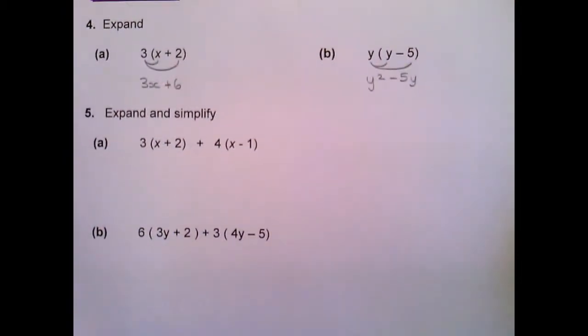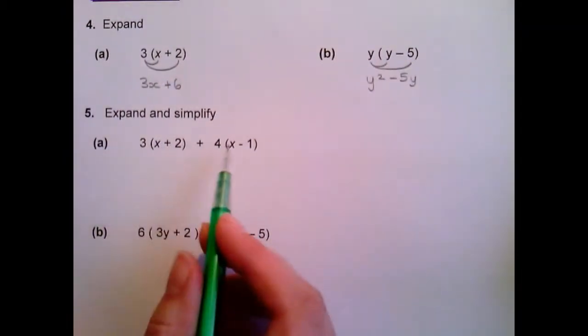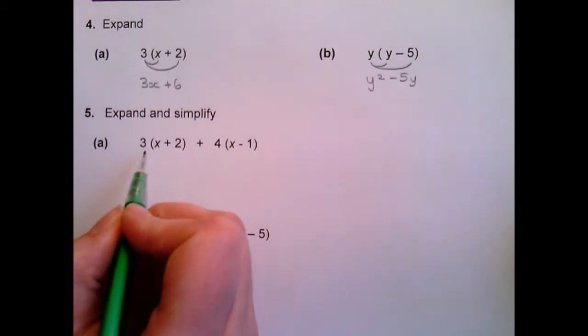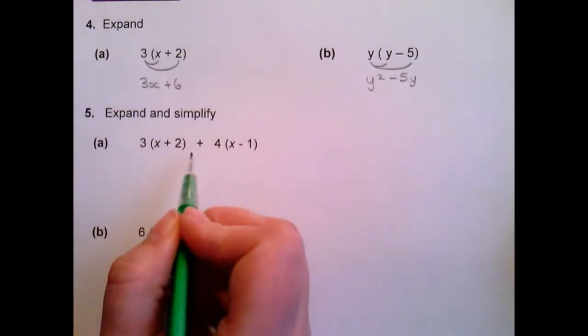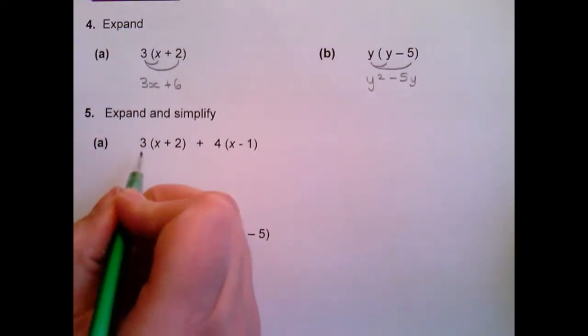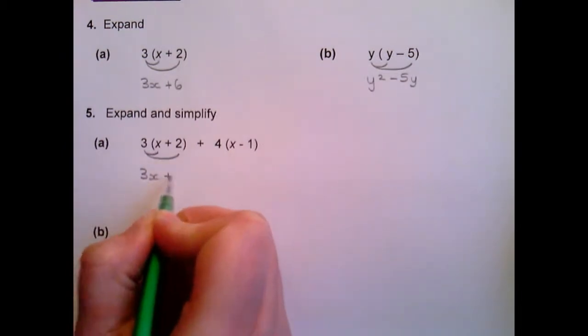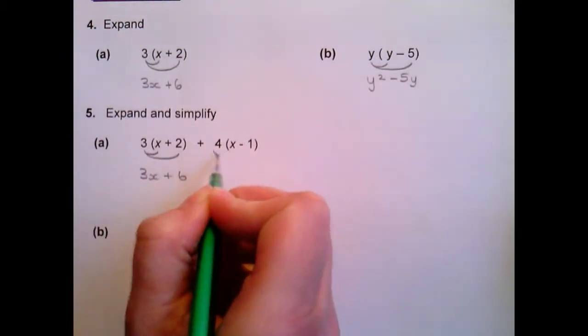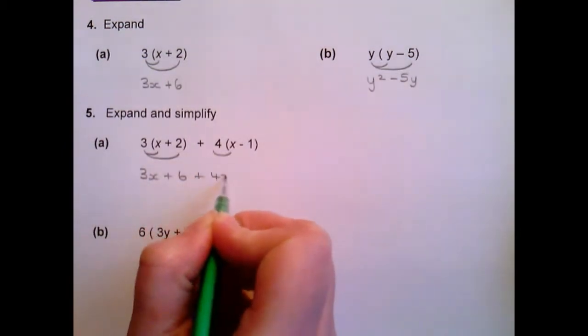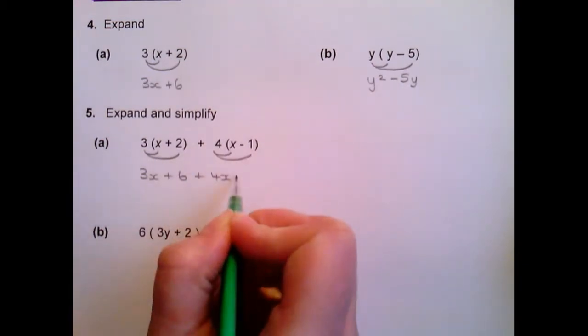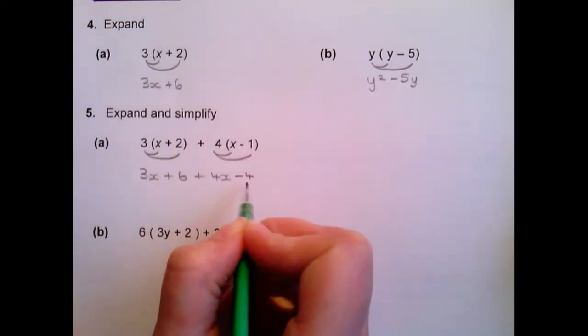Question 5 then, we've got some questions with 2 brackets in them. So you treat it like 2 separate questions really. Do the first bracket separate to the second bracket. So the first one has to be multiplied by 3. So 3 times x gets you 3x, 3 times 2 gets you 6. Then over here 4 times x gets you 4x, and 4 times negative 1 gets you negative 4.